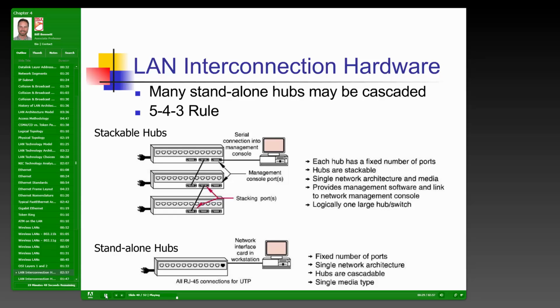The 5-4-3 rule says that you can have a single local area network that is made up of 5 segments of cable connected by 4 hubs, with a maximum of 3 of those segments of cable being populated with network interfaces.